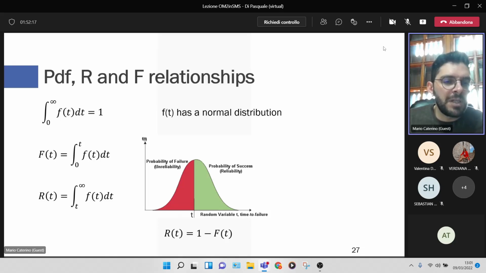And if, for example, we want to define the unreliability for the red part of the curve and the reliability for the green part of the curve, we should integrate the failure probability density function between 0 and t for evaluating unreliability, and between t and infinity for evaluating reliability.